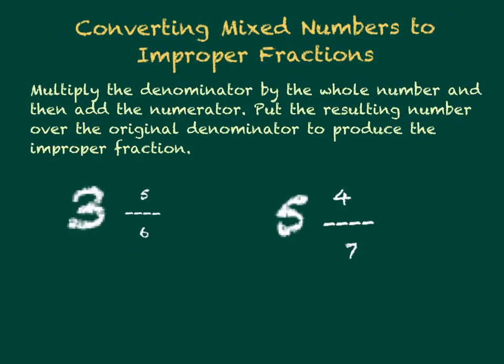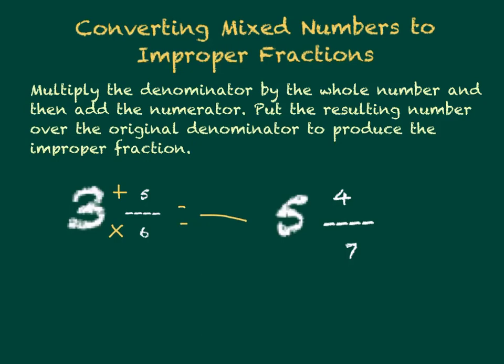Even though we never want to leave our answer as an improper fraction, it's still going to be important for us to know how to convert from mixed numbers to improper fractions, as it may be helpful for us while we're adding, subtracting, multiplying, or dividing fractions to use the improper fractions rather than the mixed numbers. So in order to complete this task, we're going to multiply the denominator by the whole number and then add the numerator. So sometimes when we see a mixed number like 3 and 5/6, we might write in the symbols for multiplication there and add at the top. Then we put the resulting number over the original denominator to produce the improper fraction.